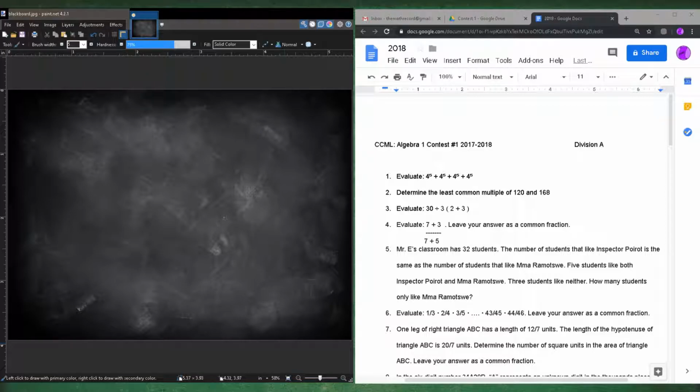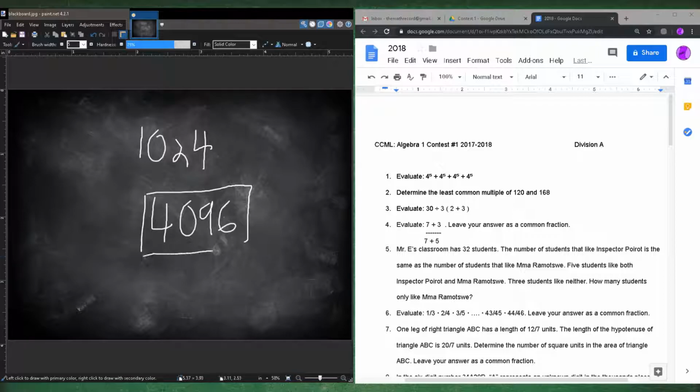Evaluate 4 to the power of 5 plus 4 to the power of 5 and then add that 2 more times. Since this is Contest 1, usually we'll just use our calculator. For these types of questions, I'll usually just use my calculator so I don't make any math mistakes or errors. So we just have 4 to the power of 5, and we get that as 1024. And then since there's 4 of them, you just multiply that by 4 because it's the same number. So your answer is 4096. Basically just that simple.